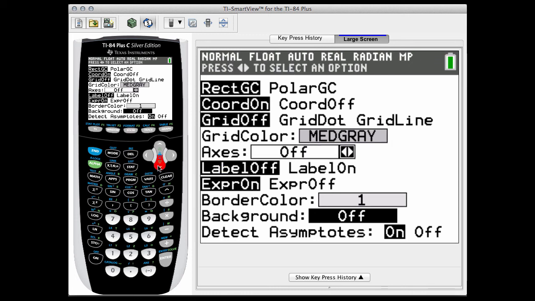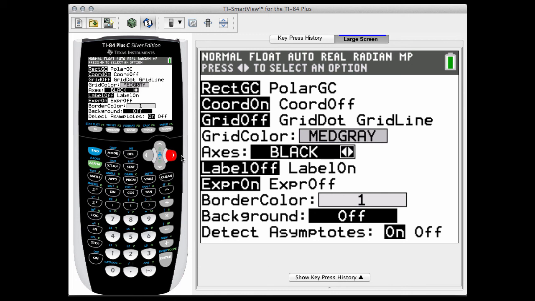There we go. Now it's on, and I can even change it. I want my axes to be black. This is for the TI-84C, the color one. If you have a regular TI-83 or TI-84, it probably just says axes on, axes off. But it is under second zoom, and that's just something you're going to have to remember to do.